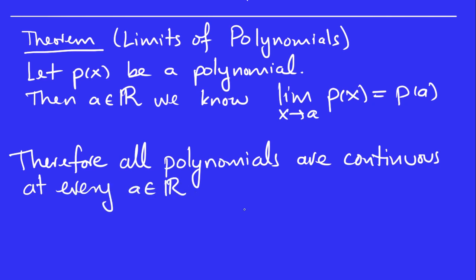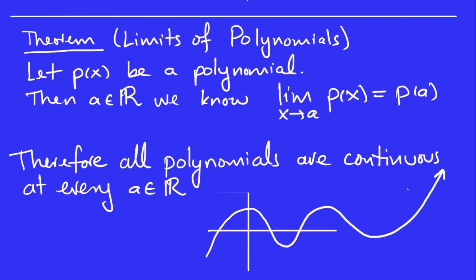You know, this is not surprising because how do polynomials look, right? Remember polynomials, they look kind of like this, right? It depends on the degree of the polynomial, but that's basically how they look. And notice this function is defined for all real numbers, and there's no breaks in the graph at all. It's a very smooth function. So that means all polynomials are continuous at every number.